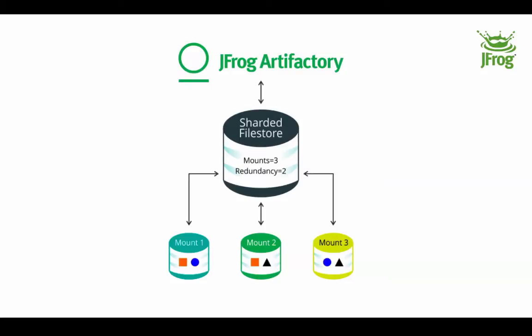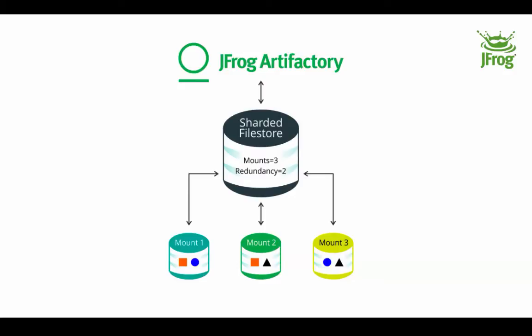Sharding will use 2 variables, mounts and redundancy. So M and R. In our case, mounts equal to 3 and redundancy equals to 2. Now let me explain the concept of redundancy. The number that you set here for redundancy is the actual number of times Artifactory is going to store the copy of the artifact. In our case, I have redundancy set equal to 2. So this means that Artifactory is going to store 2 copies of every single artifact.